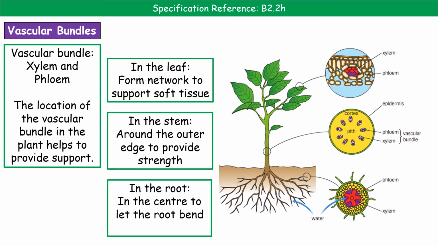If we look at the leaf first of all, then it occurs as a network and the soft tissue is then basically attached to it to support it. In the stem, those vascular bundles are around the outside in a little ring, as you can see in the middle diagram. And in the root, we find it in the centre of the root, and that allows the root to bend.